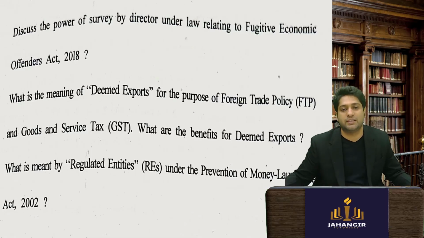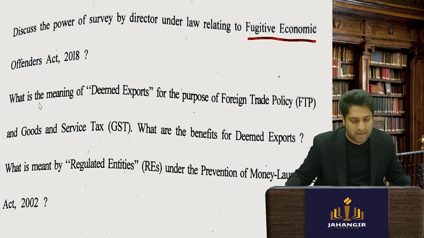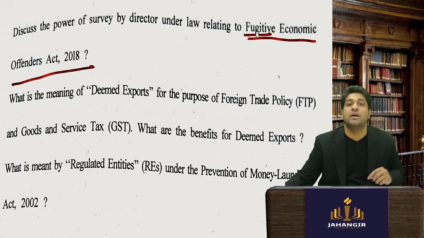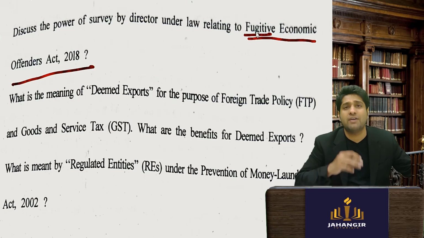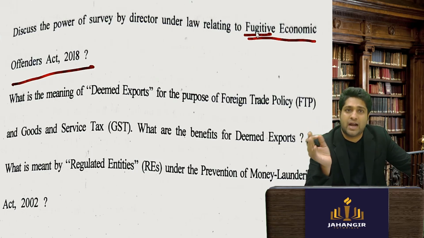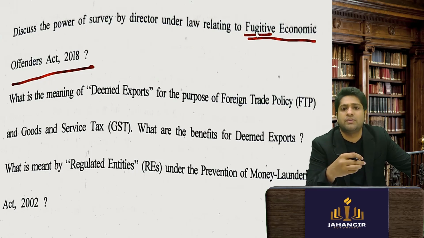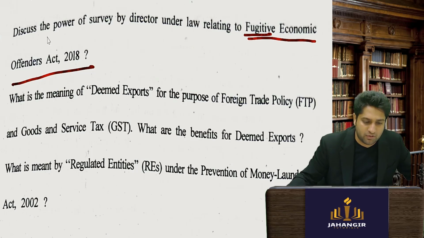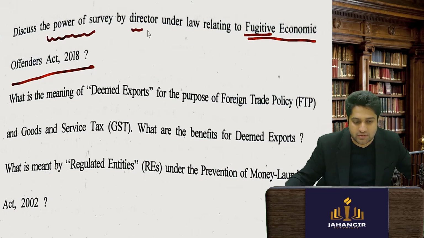Next question is from your Fugitive Offenders Act 2018. Now fugitives are those persons who have left India, okay, and have a case pending. They have 100 crores or more recovery can be done from them, like Vijay Mallya, etc. So what is the power of survey by director under this?